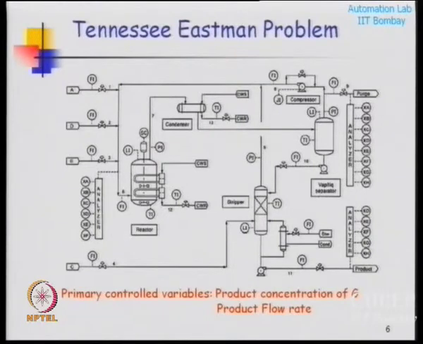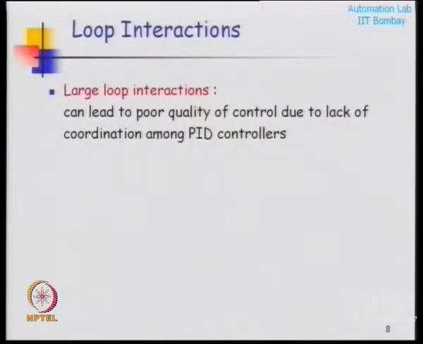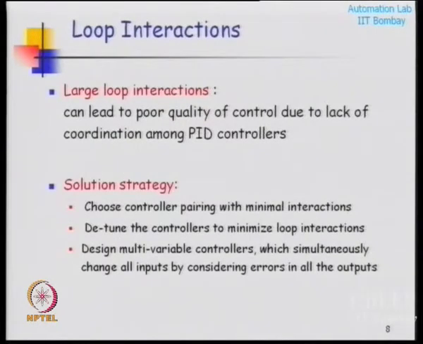So how do you systematically come up with a pairing of which controlled output and which manipulated variable? If I want to put 12 PID controllers on this system, it is not a trivial exercise. If there are large loop interactions, if the loops start fighting, then you can have poor quality of control. So is there a configuration of 12 PID controllers, or N PID controllers, such that they fight least? That is what I want to find out. I want to find this out mathematically.